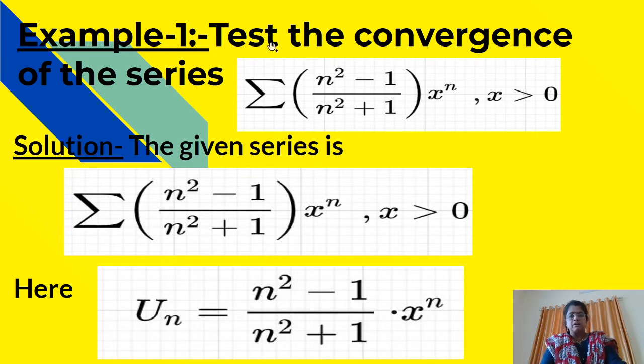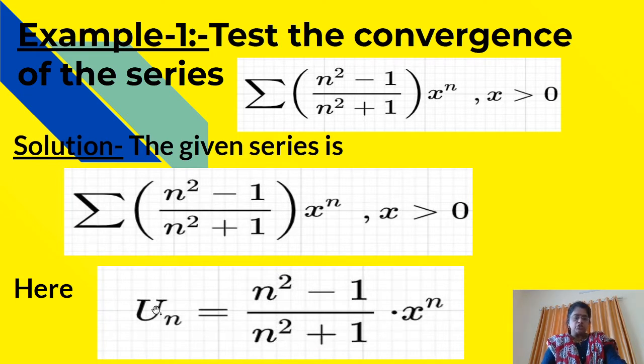See the first example. Test the convergence of the series summation n square minus 1 upon n square plus 1 into x raised to n, where x is greater than 0. Now see the solution of example 1. The given series is summation n square minus 1 upon n square plus 1 into x raised to n. Suppose that the given series is un, that is un is equal to n square minus 1 upon n square plus 1 into x raised to n.